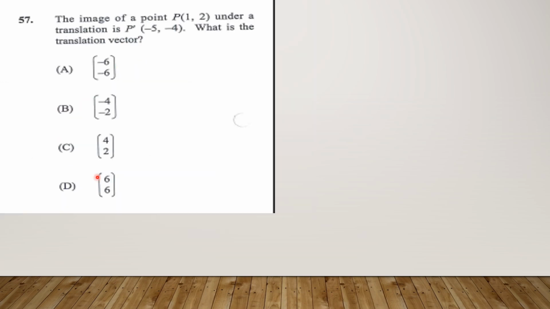57. The image of a point P(1, 2) on the translation is P prime (-5, -4). What is the translation vector? So let's set up the formula. This is the object, and this is the image, and you want to find the translation. So it is P plus the translation equals P prime. So P is (1, 2), plus the translation, we don't know what it is, so let's leave it as (x, y), and P prime is (-5, -4).